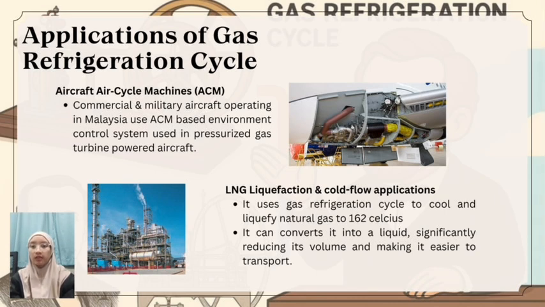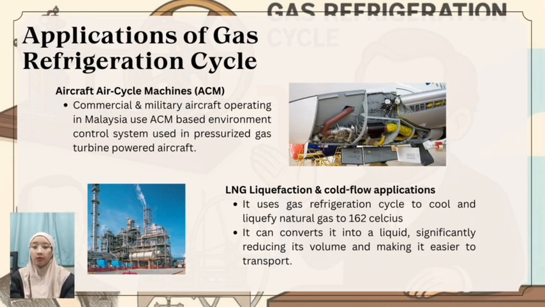They help regulate the temperature and pressure inside the aircraft cabin, ensuring comfort and safety for passengers at high altitude. What makes the system efficient is the use of the aircraft's own compressed air, which is expanded and cooled through the gas refrigeration cycle to produce cold air in the cabin.